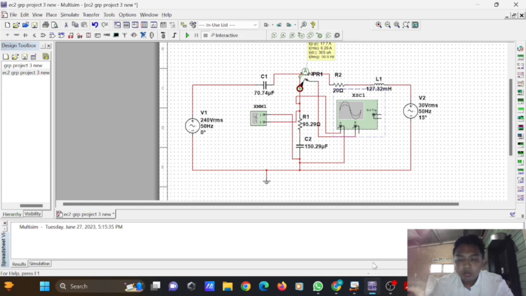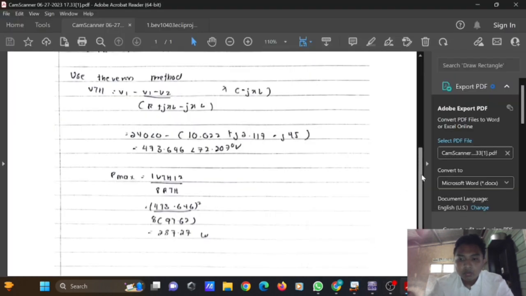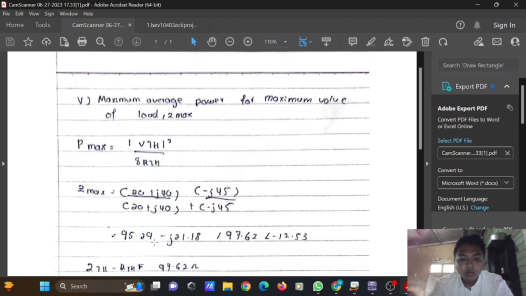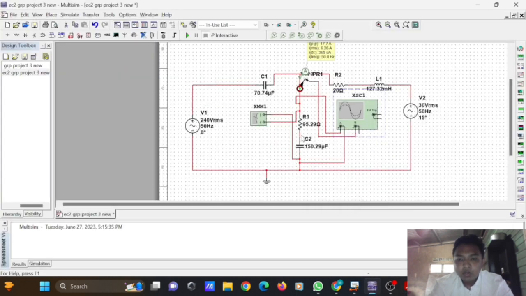After that, we go to the circuit to do the simulation. As you can see, we use a capacitor here because for the Zmax value we get negative j21.18. So positive j12 plus negative 21.18, the answer we get is negative j9.18. So the answer is negative. So if negative, we use a capacitor. That's why in the load here we use a capacitor.